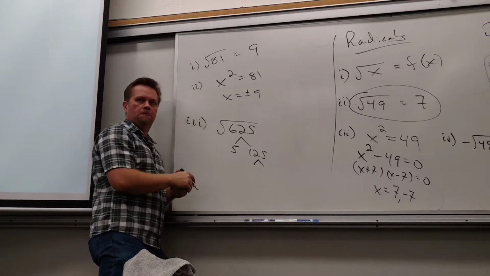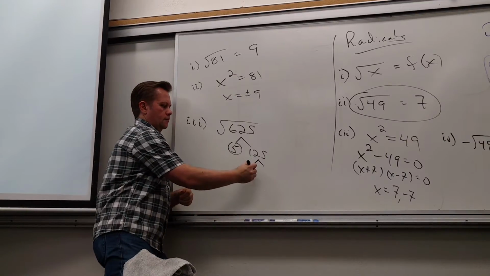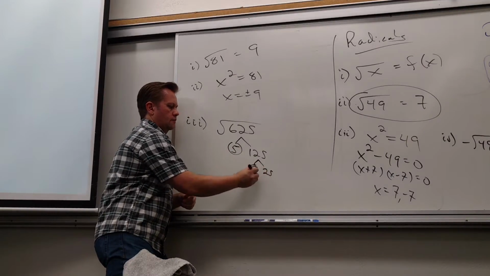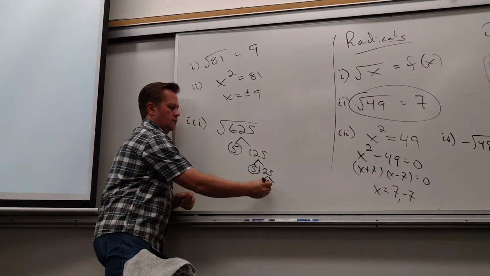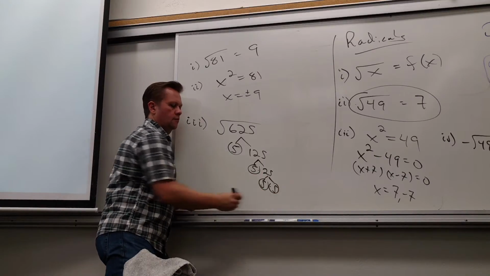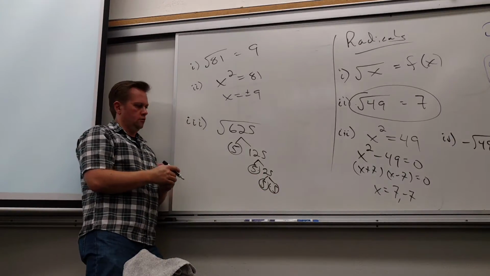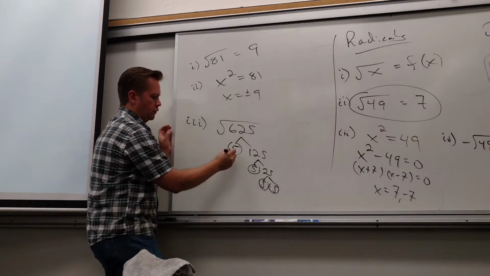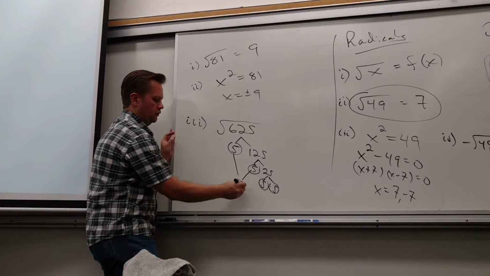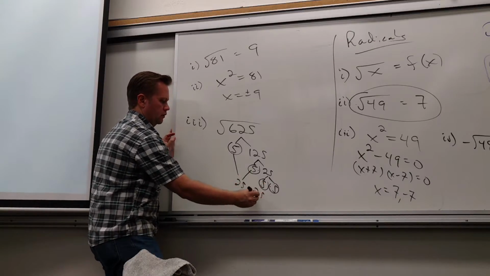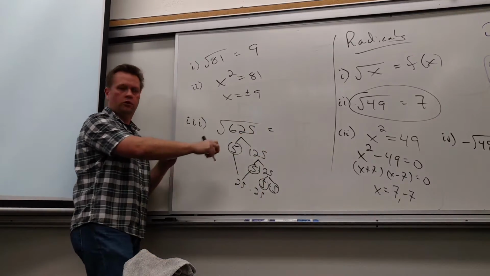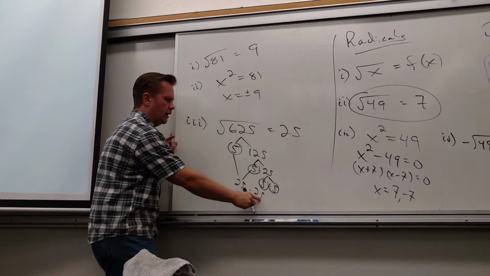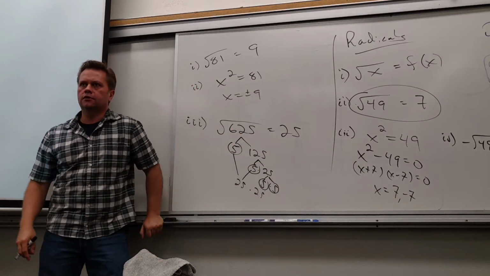Now keep going. 5, 25, then 5, 5. I like it. So what do I have 2 of? I have 2 5s, two 5s. What's 5 times 5? 25. So what's the square root of 625? 25, because it takes 2 25s to make 625.